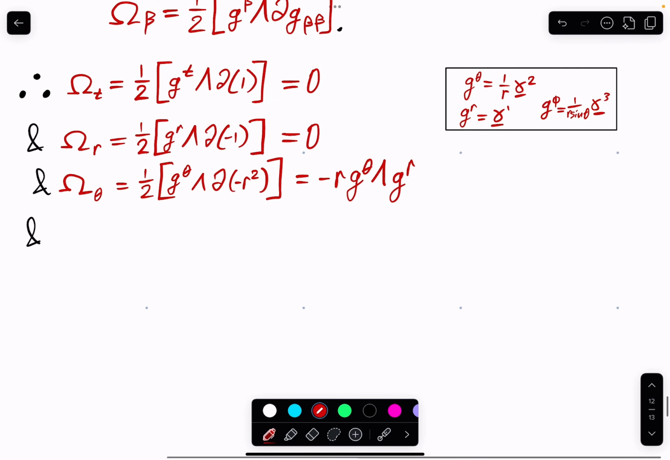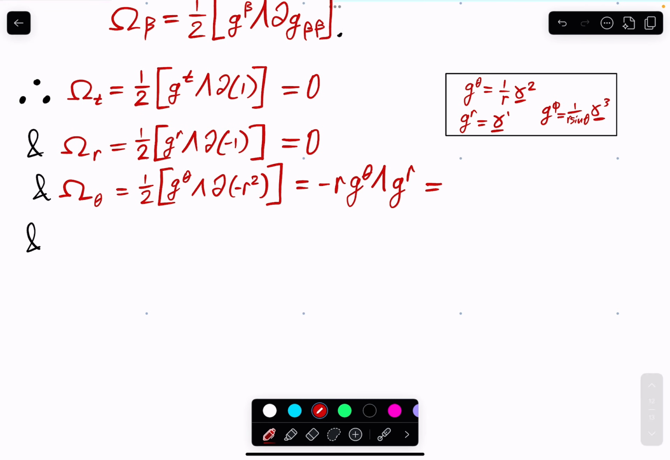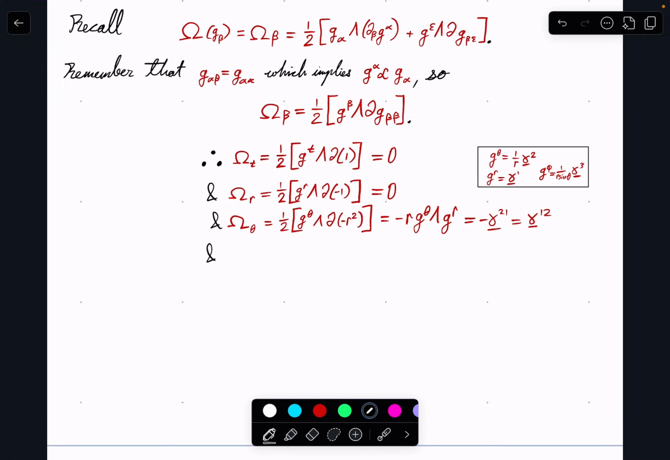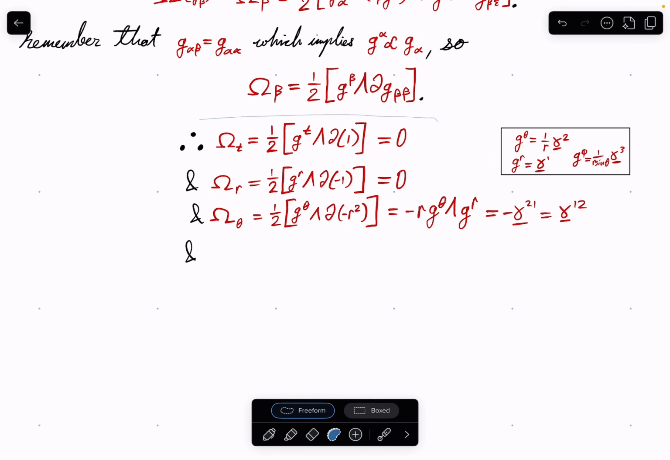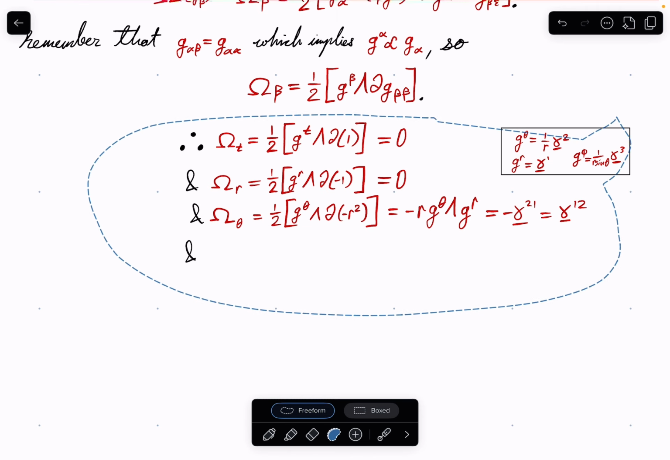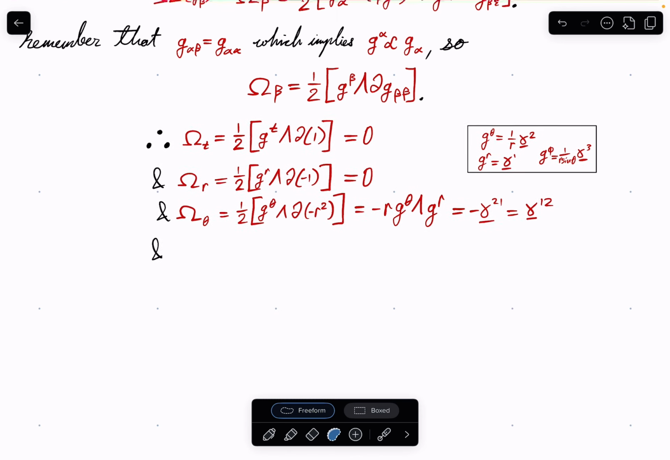Okay, and then we want to put this into the coordinate basis, so that's going to be minus. Plugging both of these in, we cancel out the r, and we just get minus gamma 1, 2. Okay, so we have that.